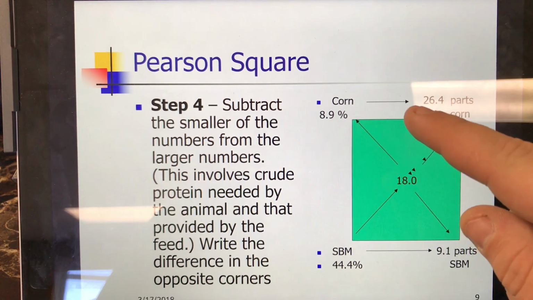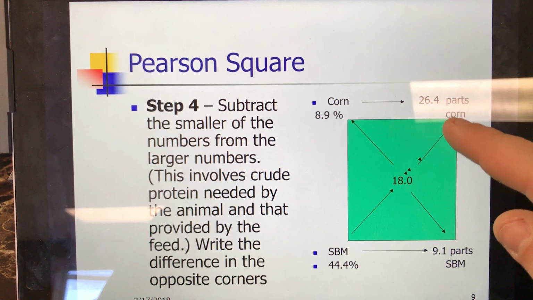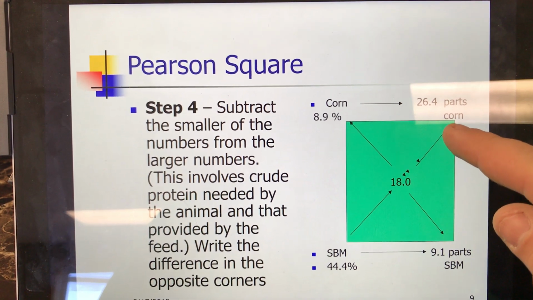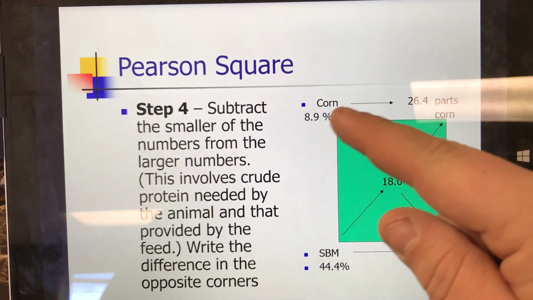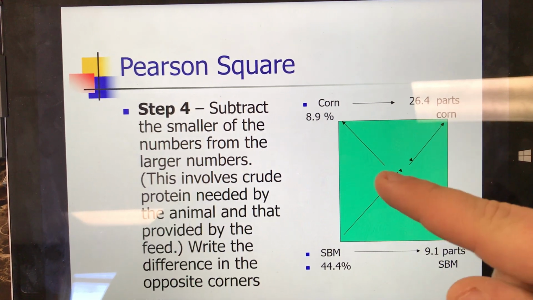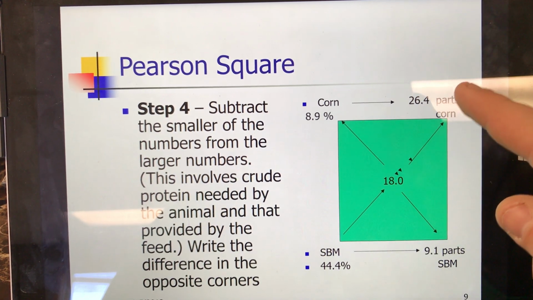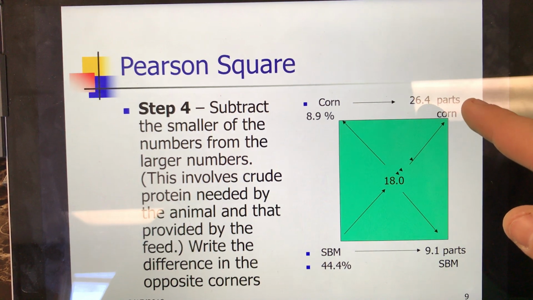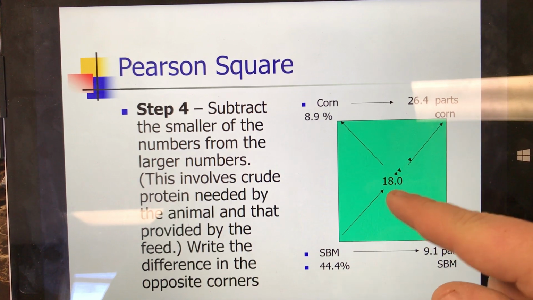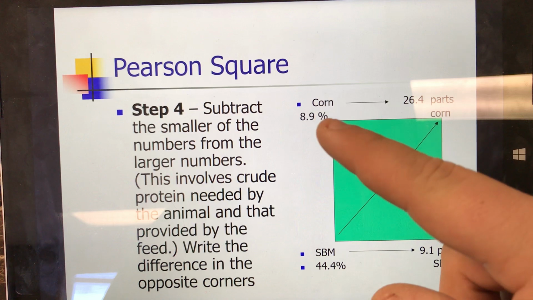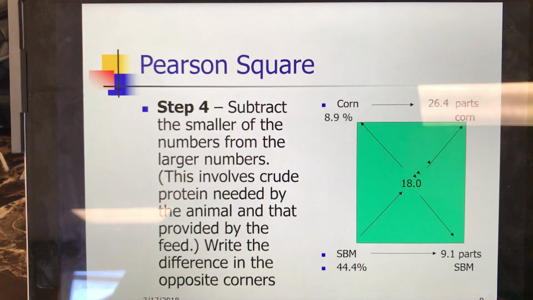Now these lines going across here just show that this correlates to the parts of corn. And like I said, this will become a lot more clear when we talk about actual problems that you're going to be doing. But this corn is going to transfer across, so if we follow the lines, this is how we should be doing it. So 26.4 parts of corn are up here in this corner, and we got that number by taking the 44 minus the 18, and that goes up there. The corn that we see here translates over. So that is step 4, subtraction.